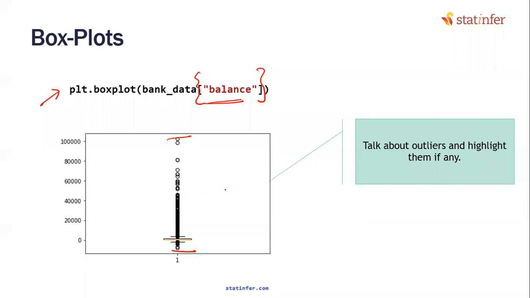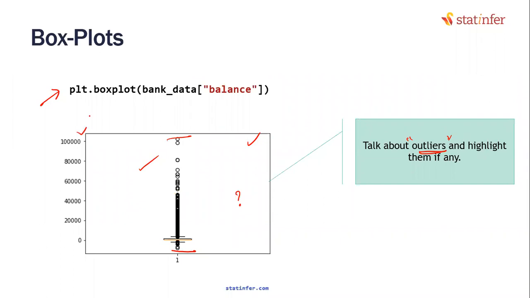What does a box plot tell us? Can somebody tell me what you infer from the box plot, or what this particular box plot tells us about this balance variable? What information do you get? Always make a comment on the outliers whenever you draw the box plot.